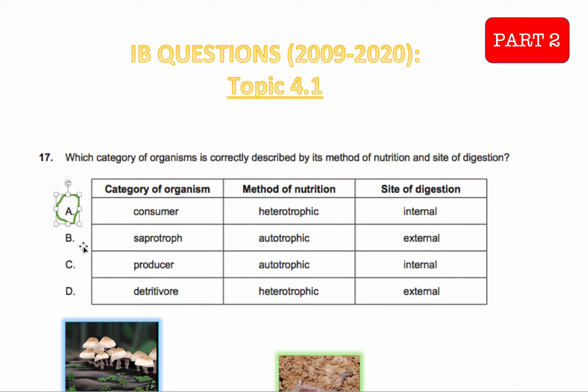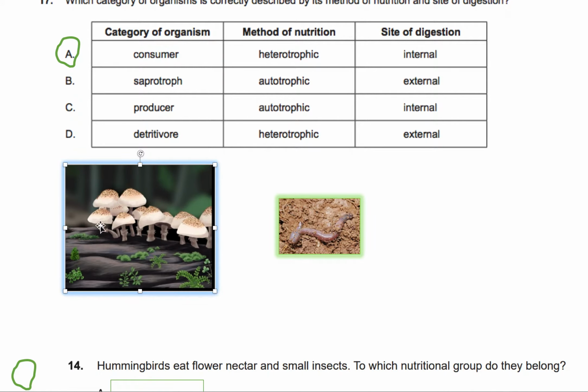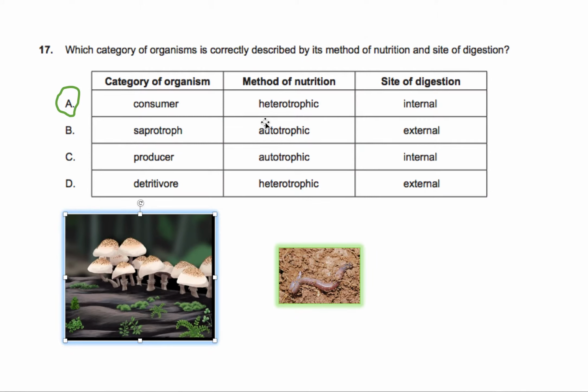So, saprotrophs. Saprotrophs are, by the way, there are only two kinds of things that are saprotrophs. It's a mushroom and bacteria. So a mushroom is a saprotroph and a bacteria. They're the only two things that you should know for the IB that are saprotrophs. What is their method of nutrition? Autotrophic? No.